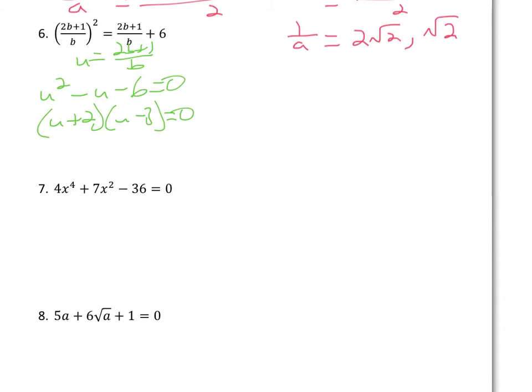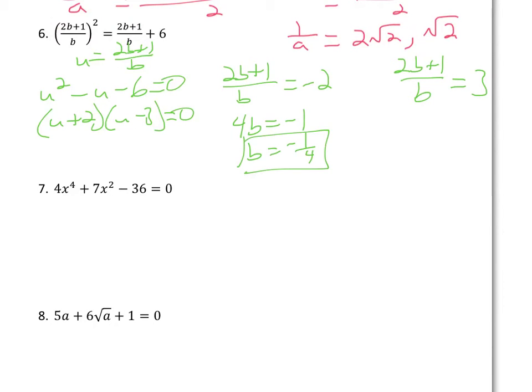So I can just automatically go to my two possible answers. We've got 2b plus 1 over b equals negative 2, or 2b plus 1 over b equals positive 3. We could solve this: multiply the b over, add those. We're going to have 4b equals -1, so b equals -1/4. And on the right here, we'll have b equals 1. We need to make sure we plug these back in so we're not going to have any zeros in the denominator, so you should be okay. And those are our two answers.